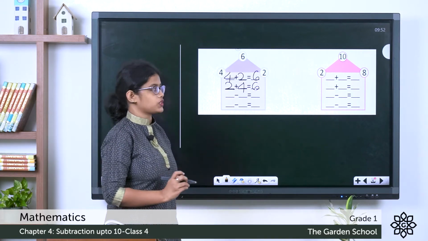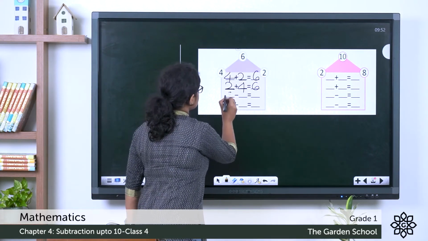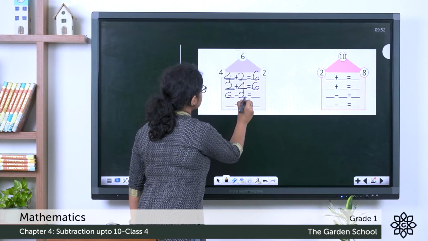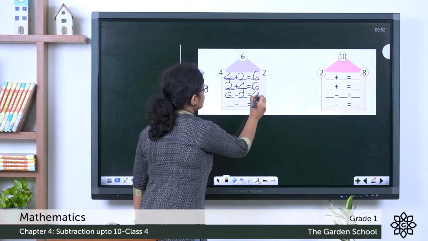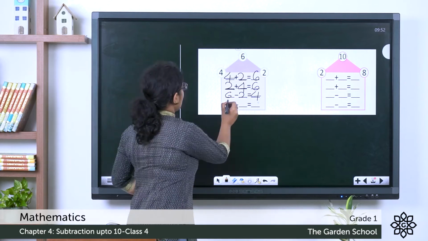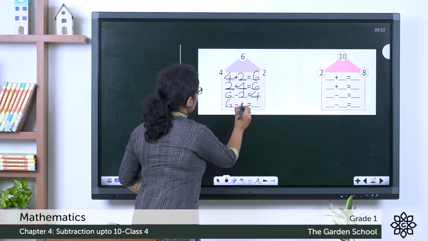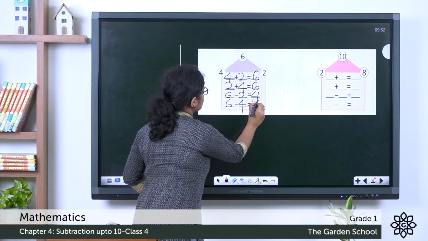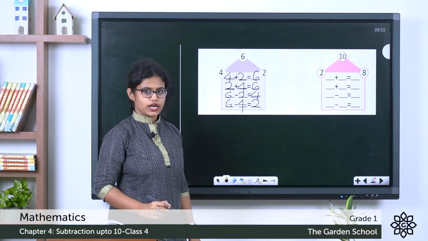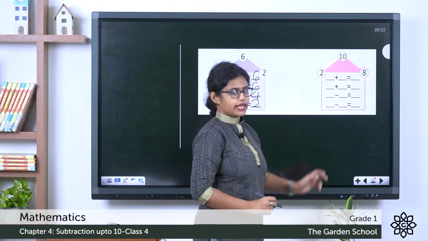Next we'll do subtraction. So 6 minus 2. That is 4. Then 6 minus 4. That is 2. Understood? So let's see the next one.